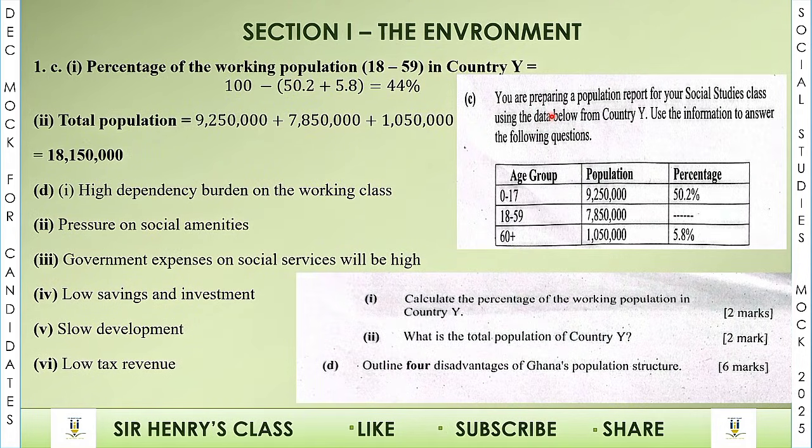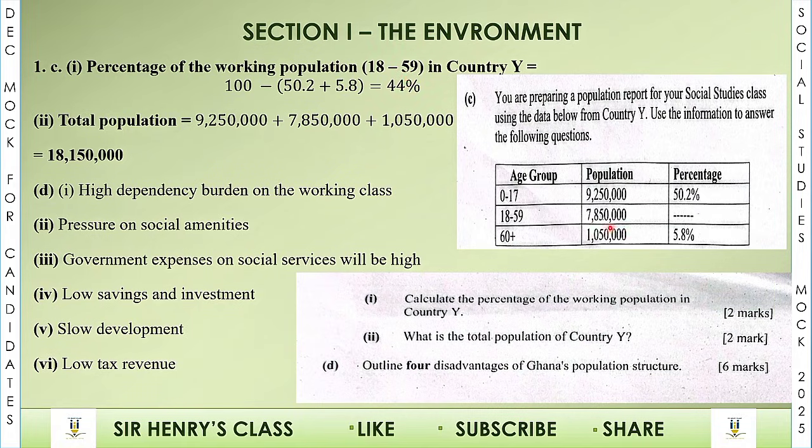Now 1C says you are preparing a population report for your social studies class using the data below from country Y. Use the information to answer the questions. So this is a table. So you have the age group, population and the percentage. So I says calculate the percentage of the working population in country Y. So anytime we are talking about the working population, we are talking of those that are aged 18 to 59.